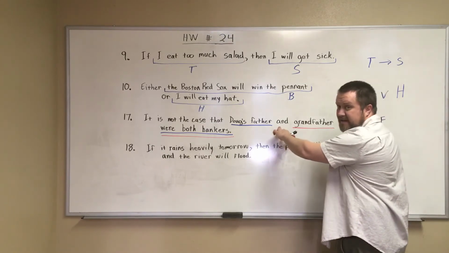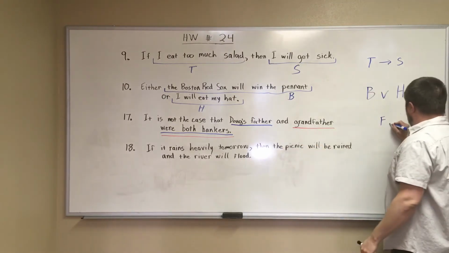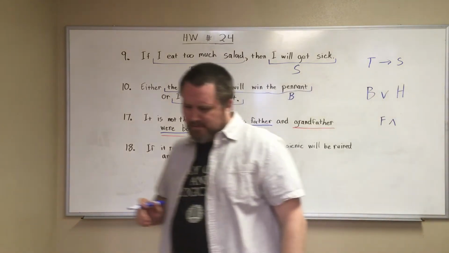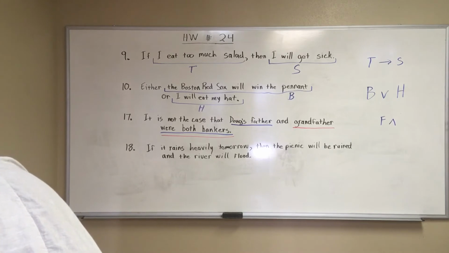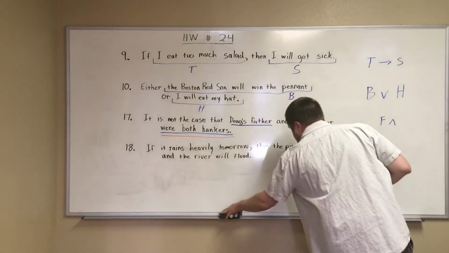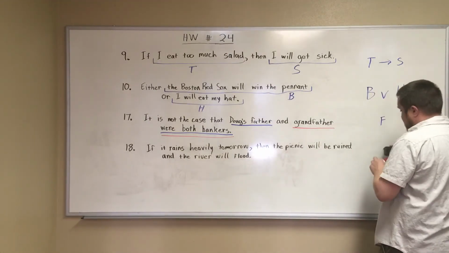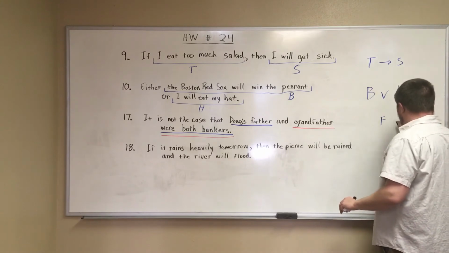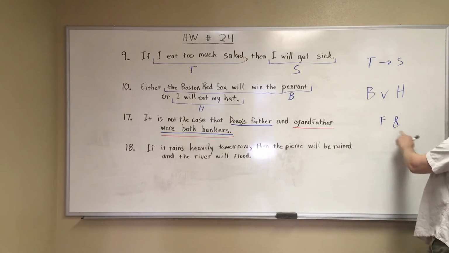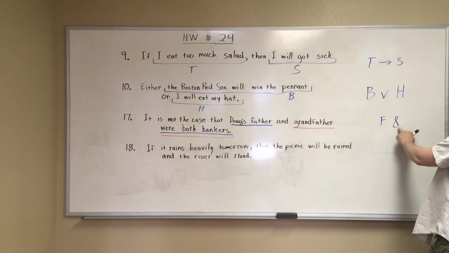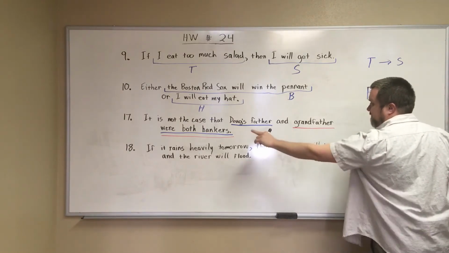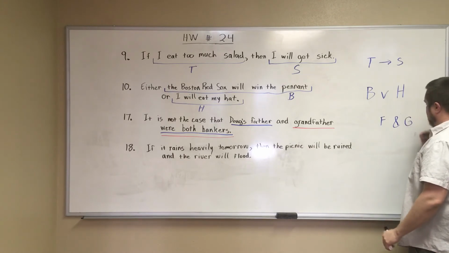And since we have an and, that's a conjunction. Sorry, we're actually using the ampersand because we're on digital right now. So Doug's father was a banker, we represent with F. The conjunction, which is the ampersand, is the and. So the second expression is Doug's grandfather was a banker. So we'll just call that G.